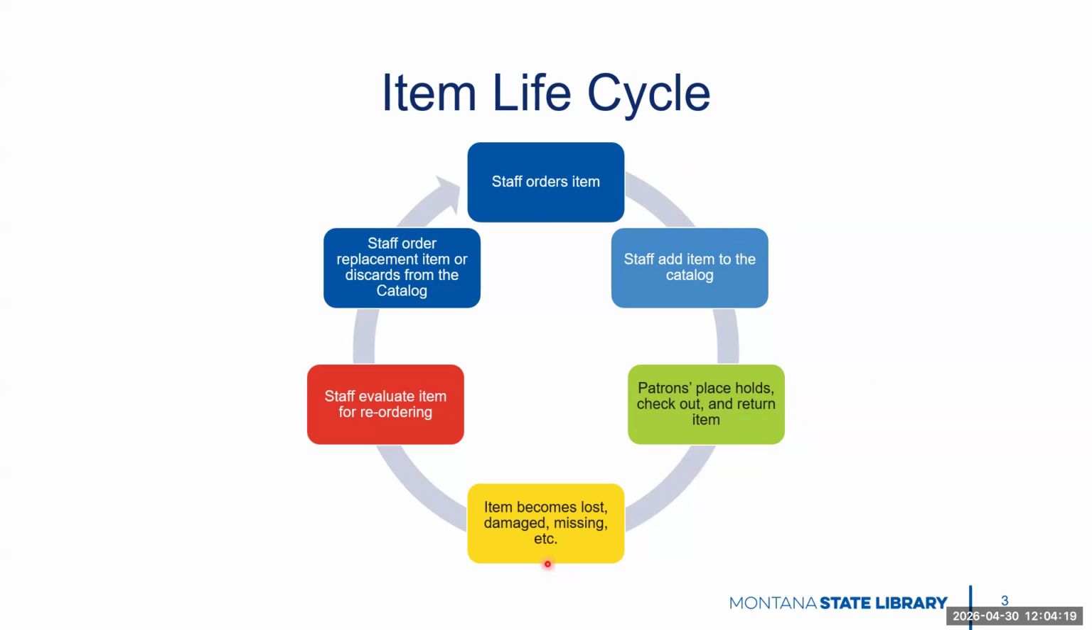And then it comes down to this: the item becomes lost, damaged, or missing. And that's when the system performs some processes. That's when staff may need to perform some processes. And then depending on what the issue is, it may need to go to this next step where staff would evaluate it for reordering, which they would then do with the vendor, or they would discard it from the catalog. And then that cycle continues.